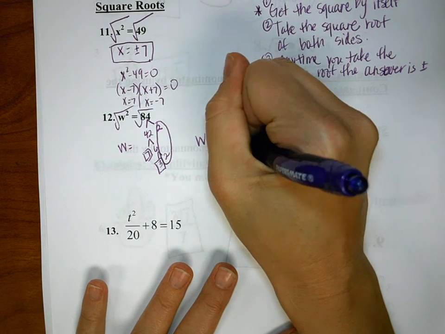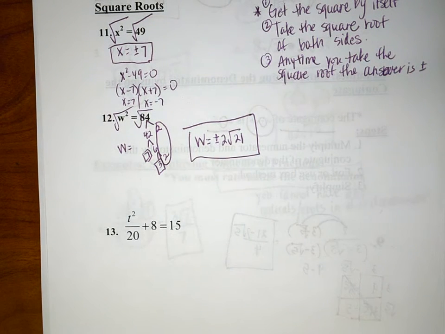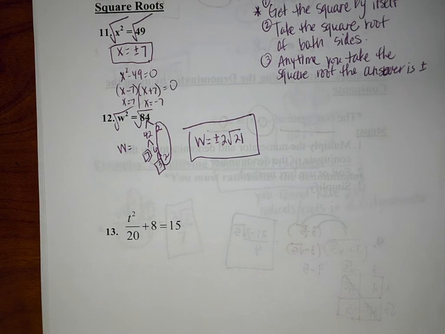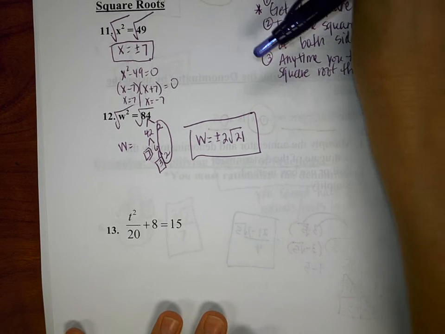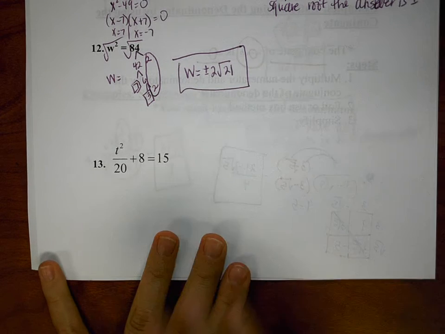Plus or minus 2 root 21. So the one thing that people often forget, what do you think people forget? Plus or minus. So be really careful of that. Okay, on 13, the square is not by itself. So we have to get the square by itself. But what do you think we should do before that?